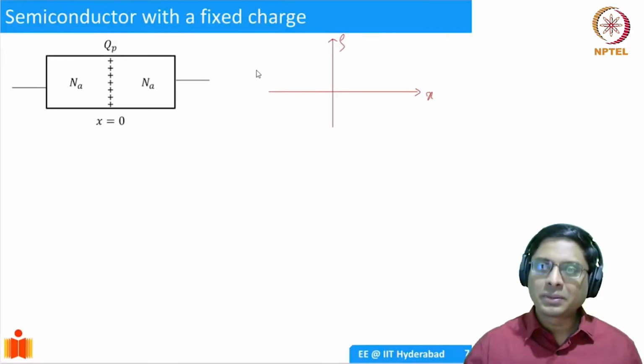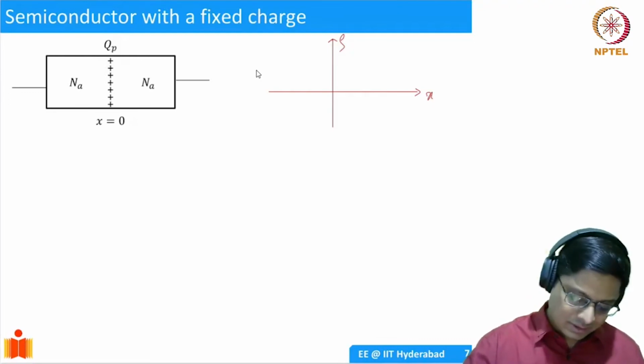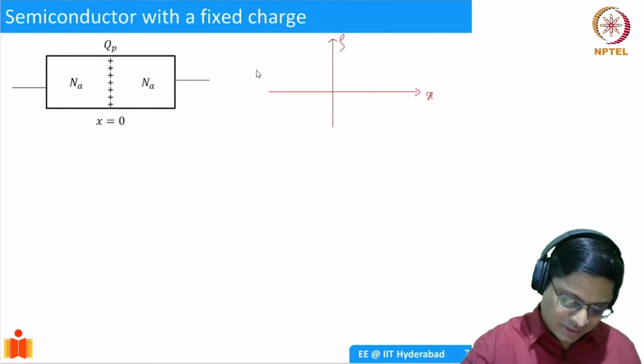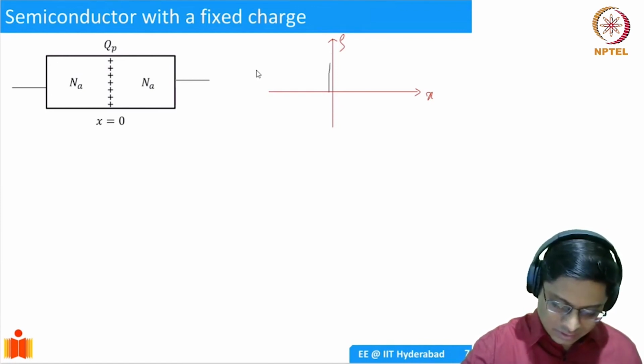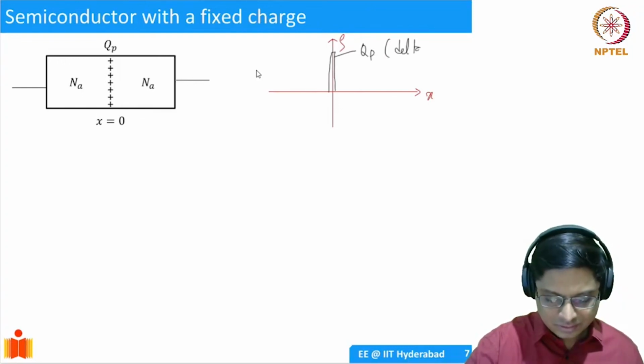The positive charge is going to repel the holes, and so you're going to have a space charge, which looks like this, right? So you have the fixed charge in the center, which is already there. It's like a delta function, right? This is going to be QP. It's like a delta function at x equal to 0.